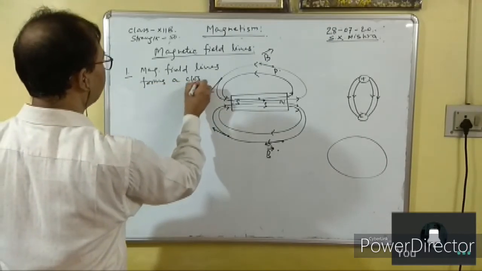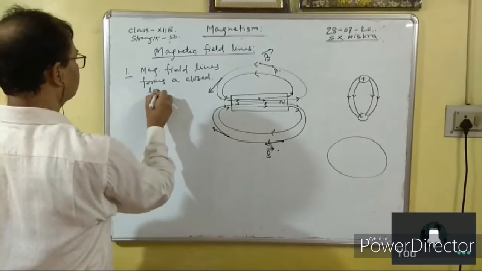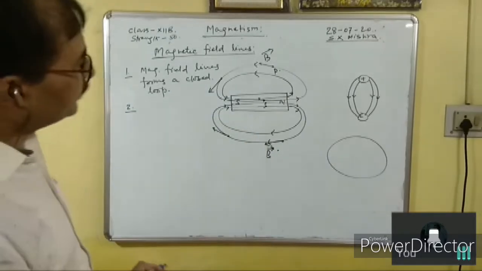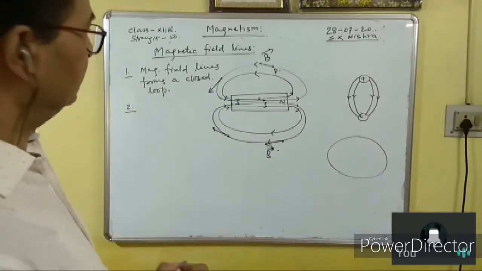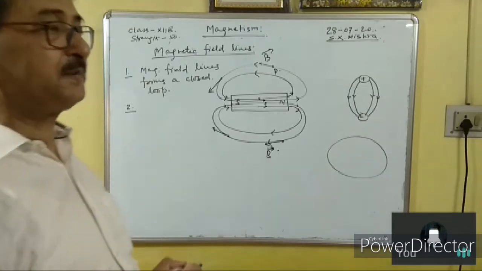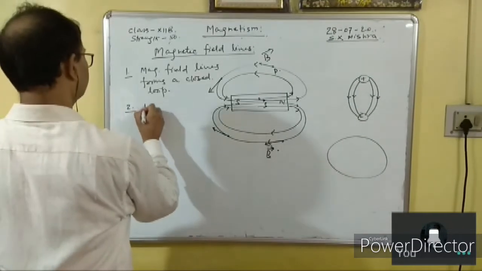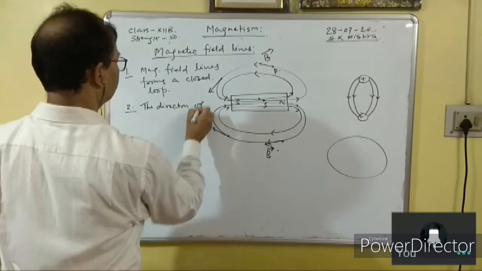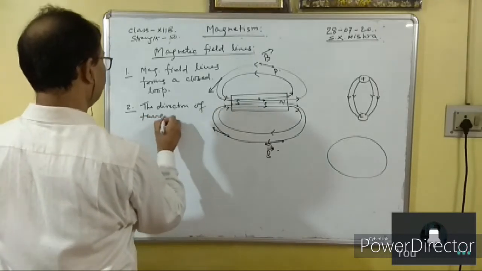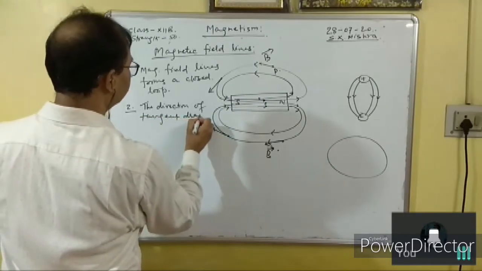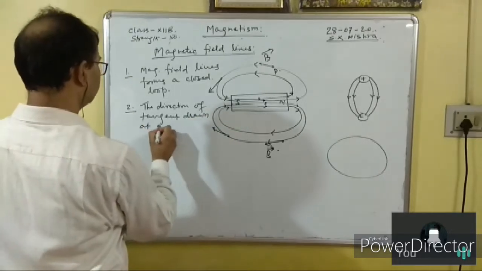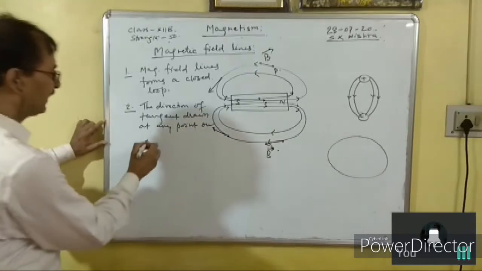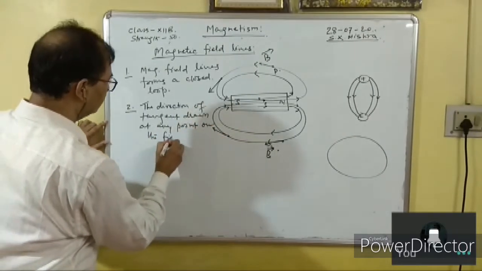So we should learn some properties of magnetic field lines. Now start writing. The first property is: magnetic field lines, or simply field lines, form a closed loop. The second property is: the tangent drawn at any point on field lines merely shows the direction of magnetic field at that point.